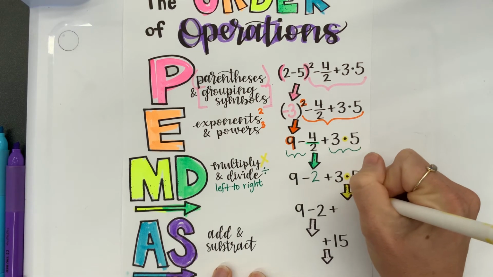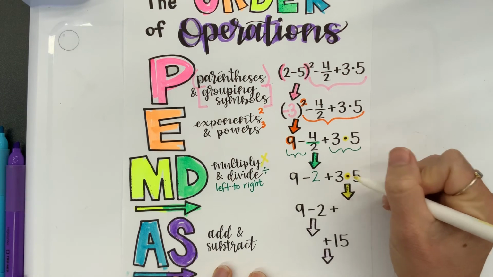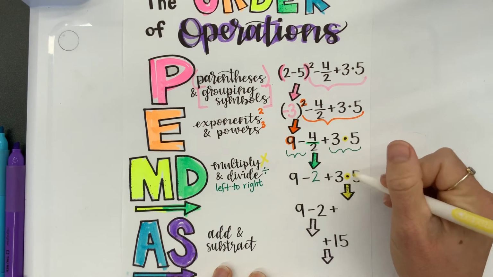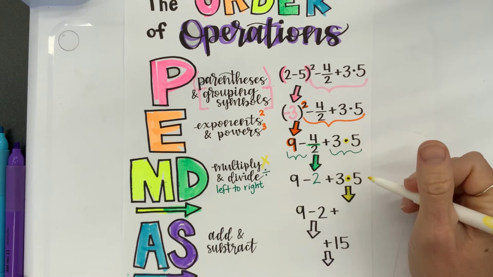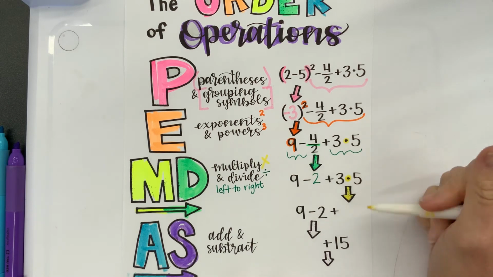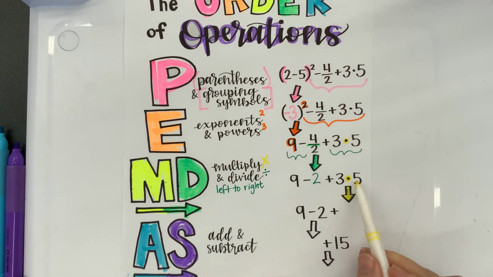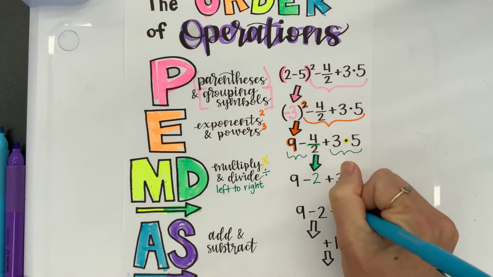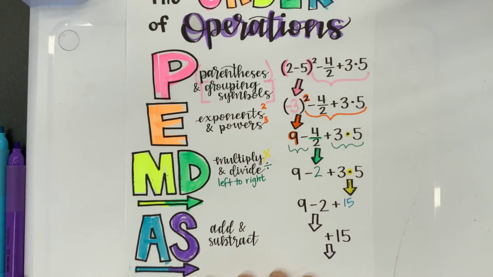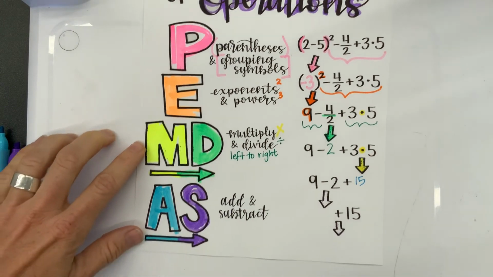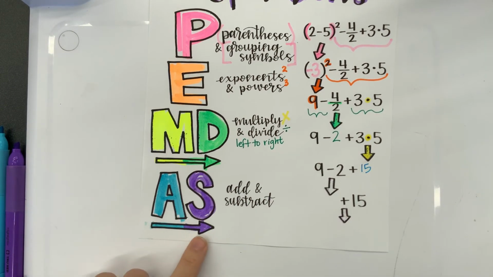And then I'm going to do this part, the multiplication. Notice that we're using the algebraic symbol for multiplication, the little dot, as opposed to the multiplication symbol that you're used to seeing. Either one is going to be fine for expressions like this. Then we have 3 times 5. That's going to be 15. I'm going to go ahead and write it with this color so that you can see it better. All right, and then we have the last step, addition and subtraction.